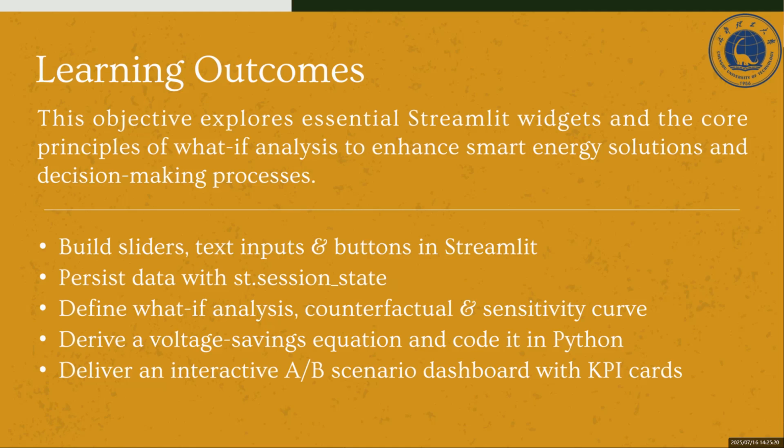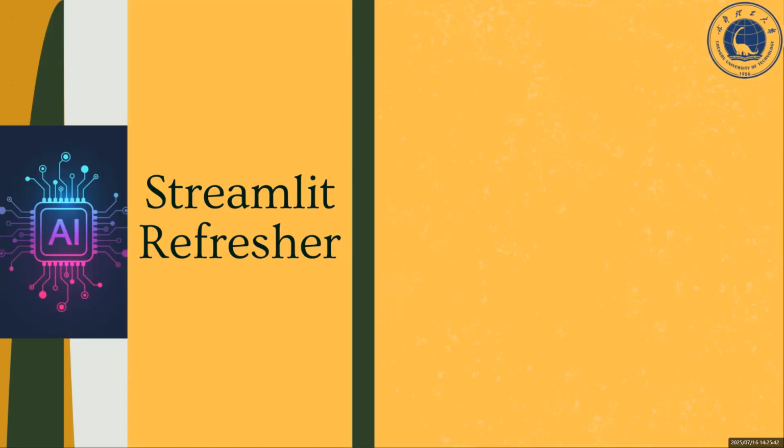st.session_state. And you'll be able to define what-if analysis, the counterfactual and the sensitivity score, and also how to derive a voltage saving equation and code it in Python. And lastly, you'll be able to deliver an interactive A/B scenario dashboard with KPI cards.